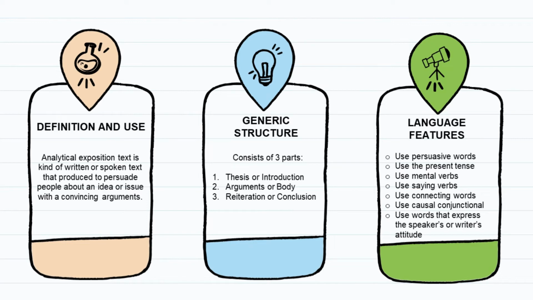So, we are almost at the end of our class. Let's summarize. Analytical exposition text is a kind of written or spoken text that is produced to persuade people about an idea or issue with convincing arguments. It has three parts for the general structure. The first is introduction, the second is arguments or body, and the last is reiteration or conclusion. And the last one, it has some language features. Those are: persuasive words, the present tense, mental verbs, saying verbs, connecting words, causal conjunctions, and words that express the speaker's or writer's attitude.